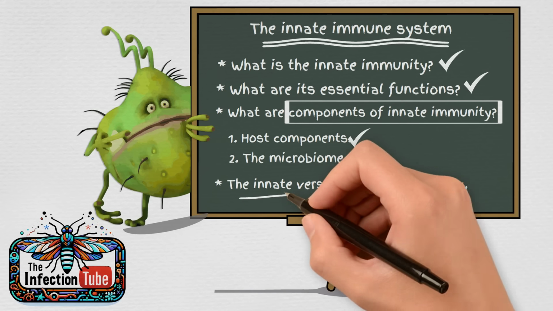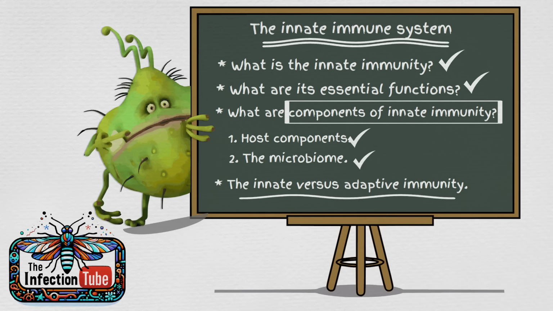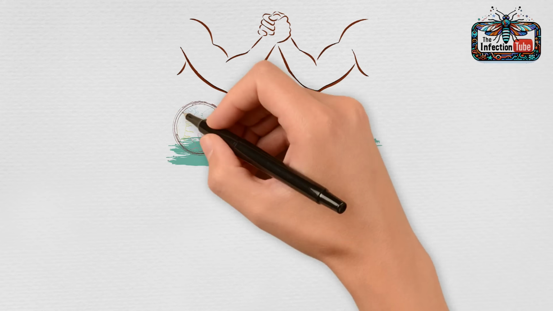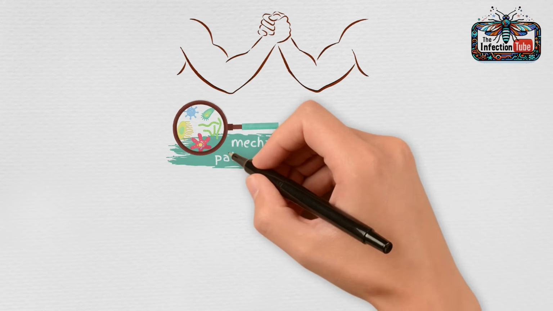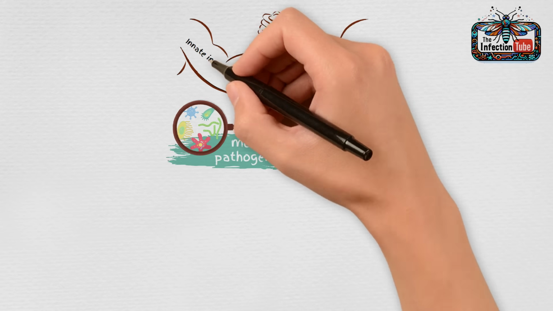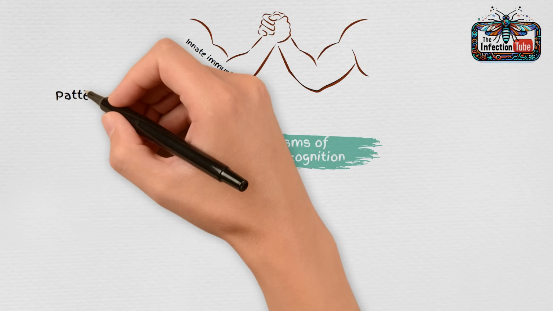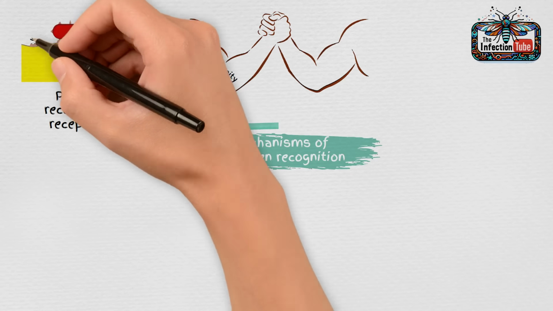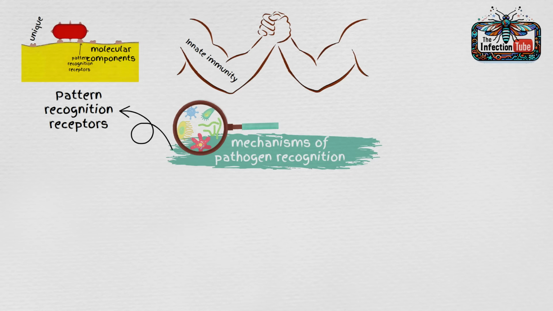Lastly, we will discuss the difference between innate and adaptive immunity. Innate and adaptive immunity are 2 arms of our immune system that work in concert, but differ fundamentally in their mechanisms of pathogen recognition, basis of immune response, and response characteristics. When comparing the mechanisms of pathogen recognition, innate immunity operates through pattern recognition receptors that identify microbes based on molecular components unique to microorganisms.